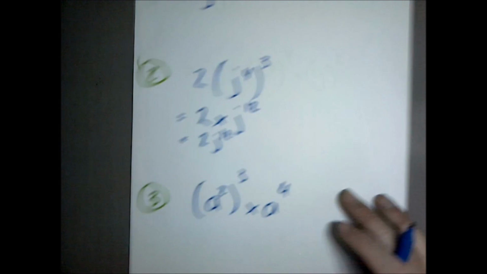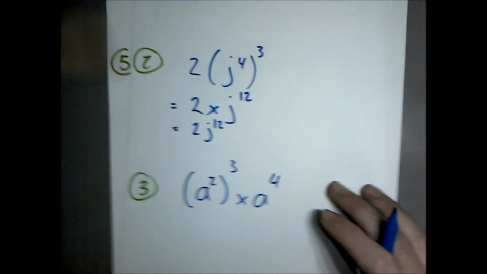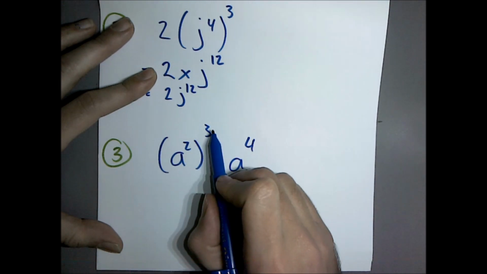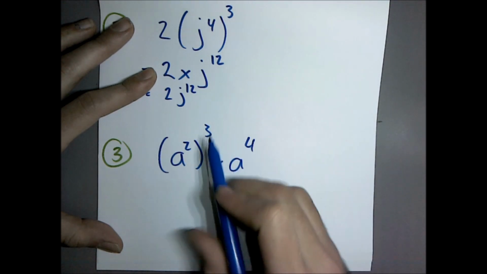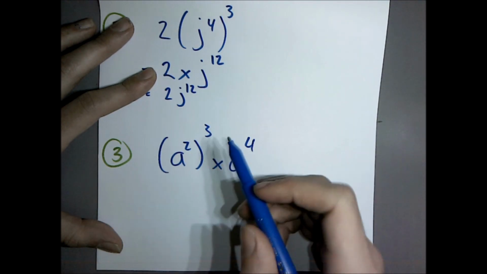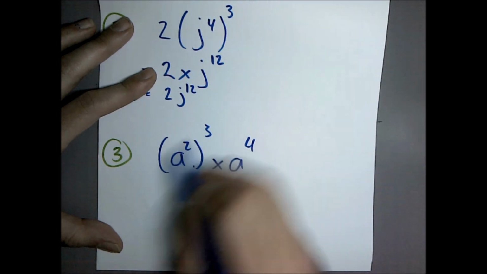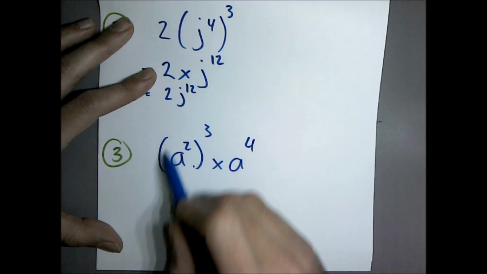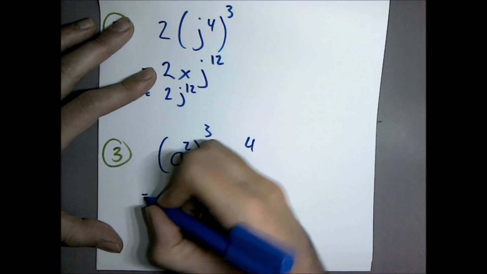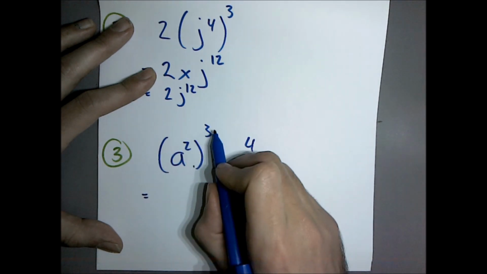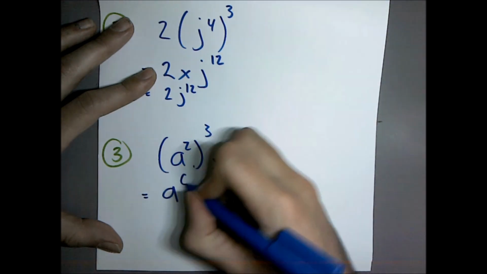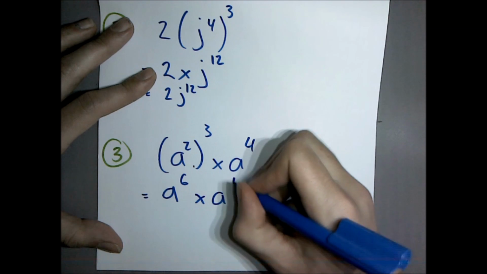Now sometimes you might have to mix in some of the other index laws. So in this next one we've got a squared to the power of 3 multiplied by a to the 4. So usually, using your BOMDAS rule, you need to deal with your brackets and your powers first before you deal with multiplication. So I'm going to deal with this section first. So it's a squared to the power of 3, so you multiply your numbers together. So it's a, 2 times 3 is 6, multiplied by a to the 4.